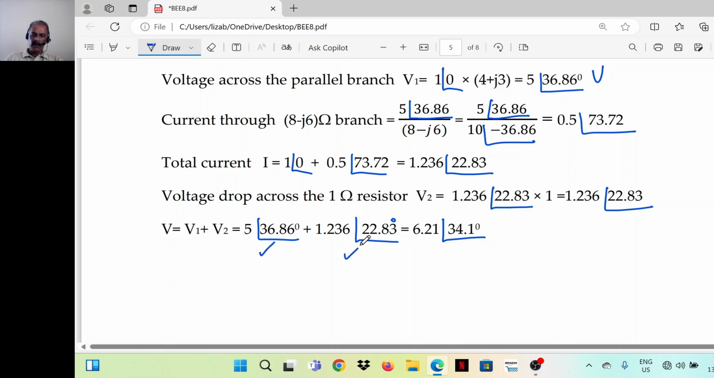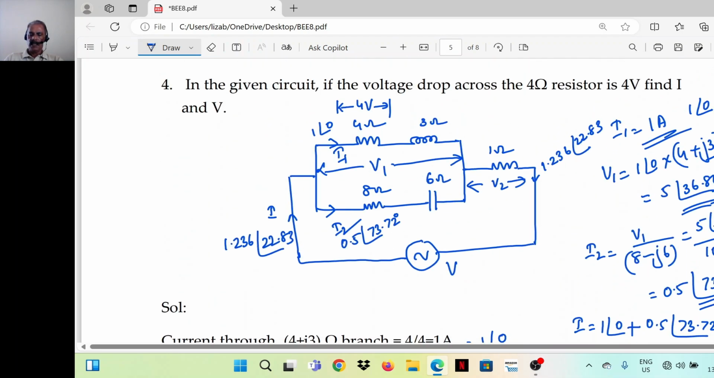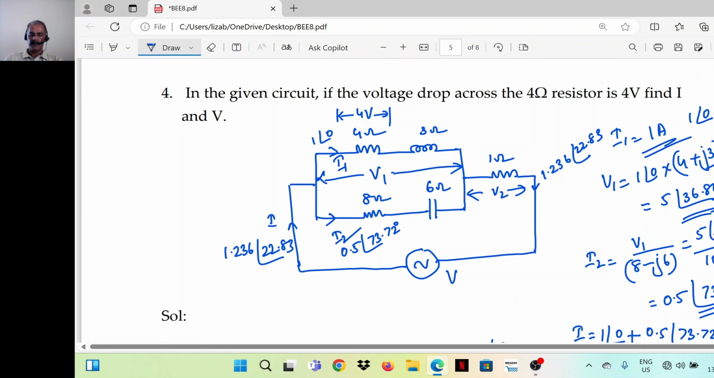V2 is 1.236 angle 22.83. So convert to rectangular format and add it. So we get 6.21 angle 34.1 degrees. That is the voltage across the entire combination, the entire circuit.